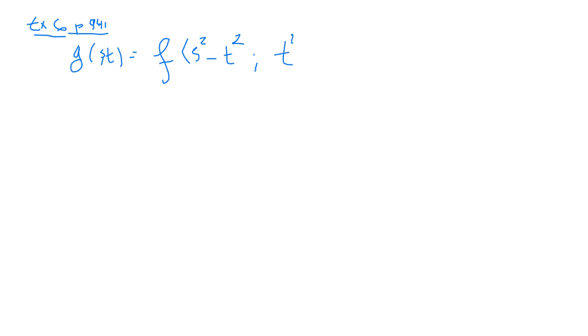So let's see probably a more complicated question, a little bit more theoretical one. So here I have g of x. This is example 6 of the book, page 941. And I do have g of s, t, which is equal to f of s squared minus t squared and t squared minus s squared, where f is differentiable. All we know is that f is differentiable.